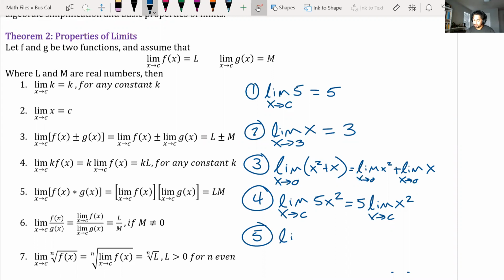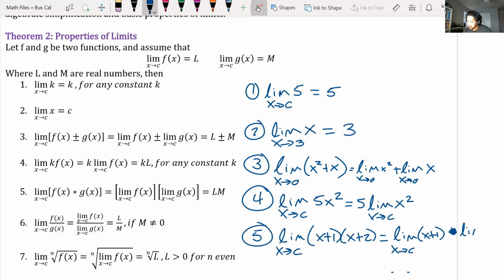So another example, as x approaches c, let's have x plus 1 times x plus 2. This means I can split it into the limit as x approaches c of x plus 1, times the limit as x approaches c of x plus 2.